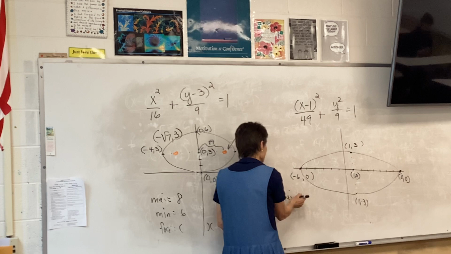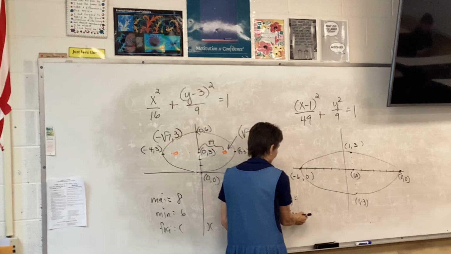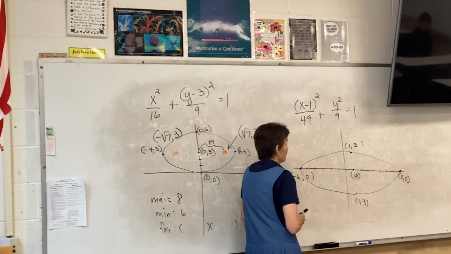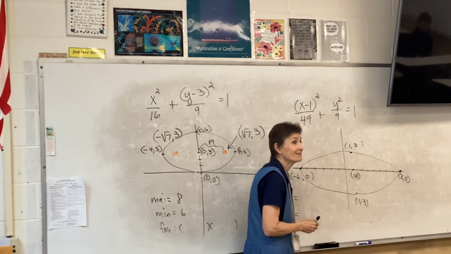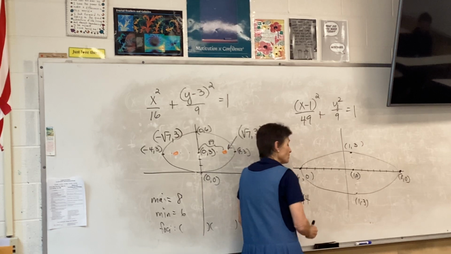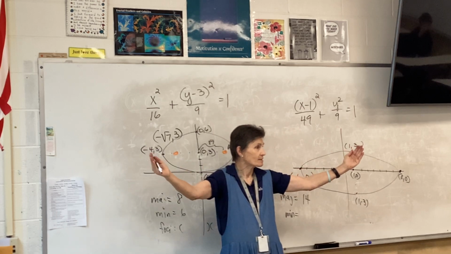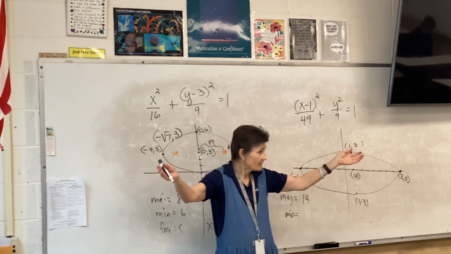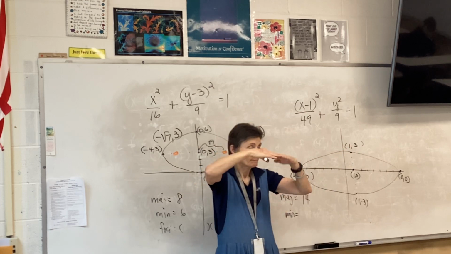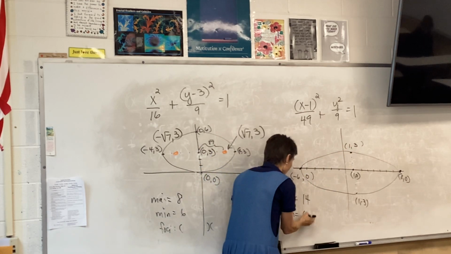What's my major axis? How long? 14. Kids, that's no mystery. What did we do? We started here and went 7 each way. So what is that? 14? What's this one? 6. And up and down 3. Perfect.